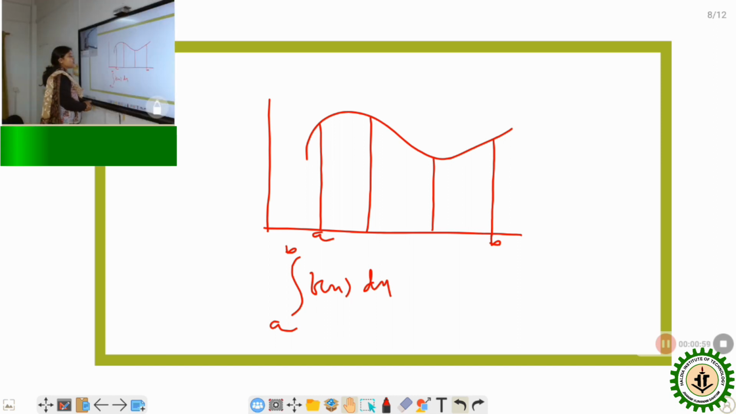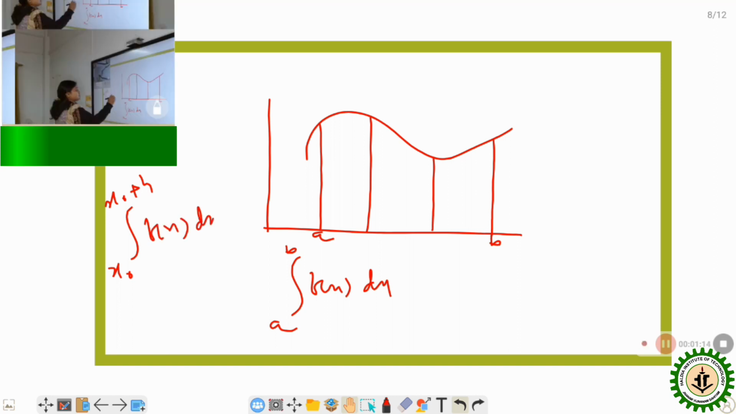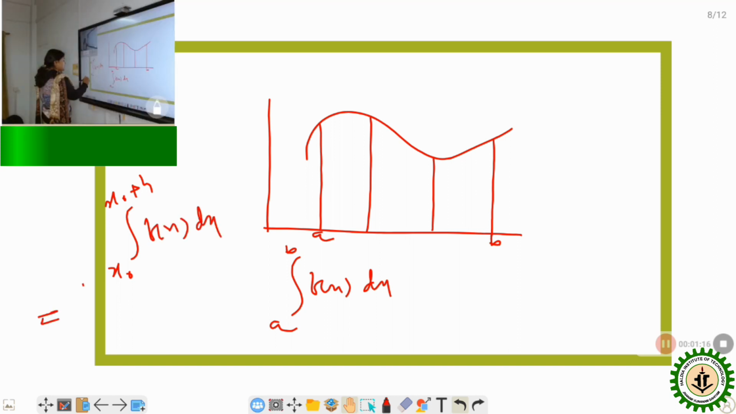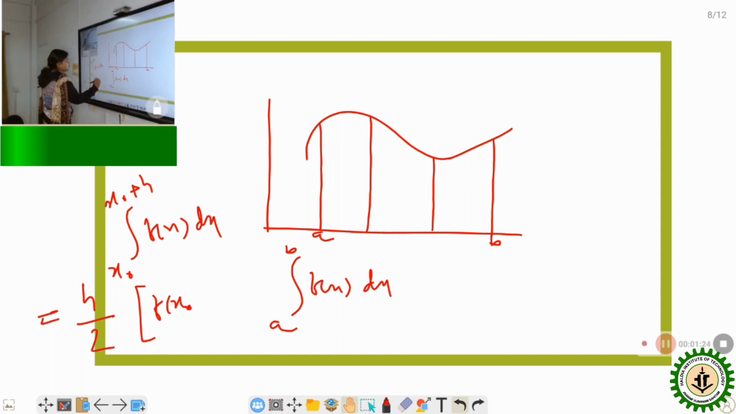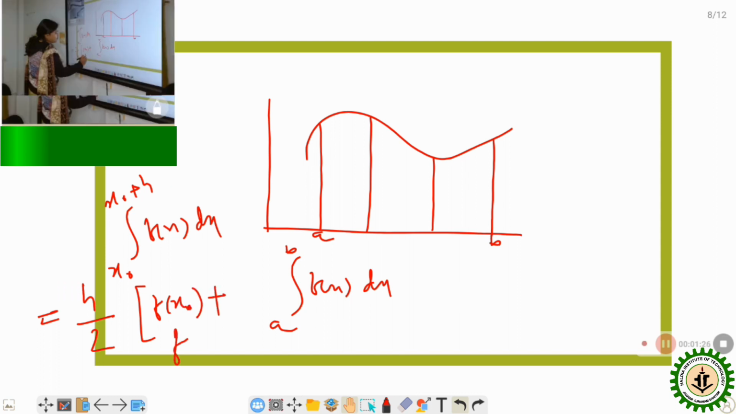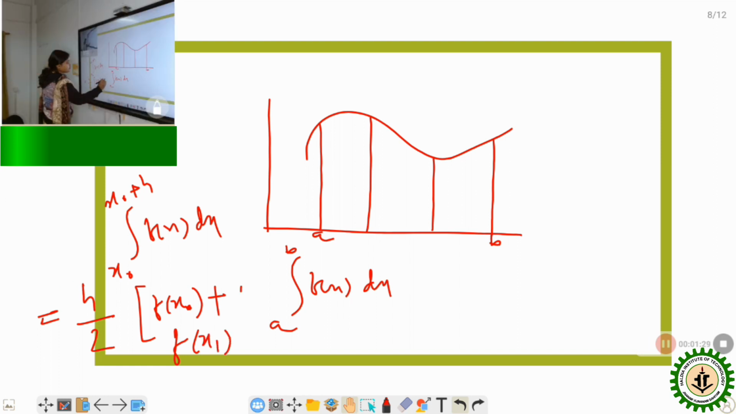Now, what do we do here for this first subinterval? What will I get? I will get the area as the integral from x0 to x0 + h of f(x) dx, and the value will be simply h by 2 into f(x0) plus f(x1), right?